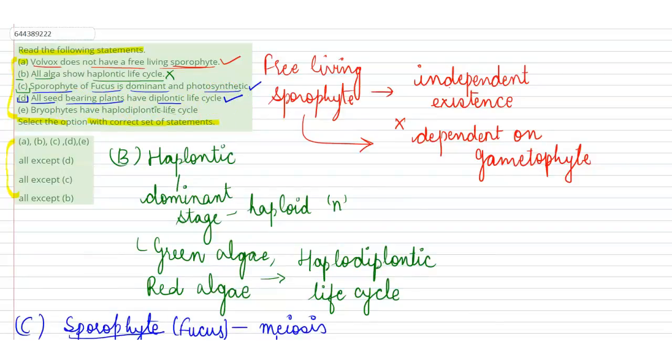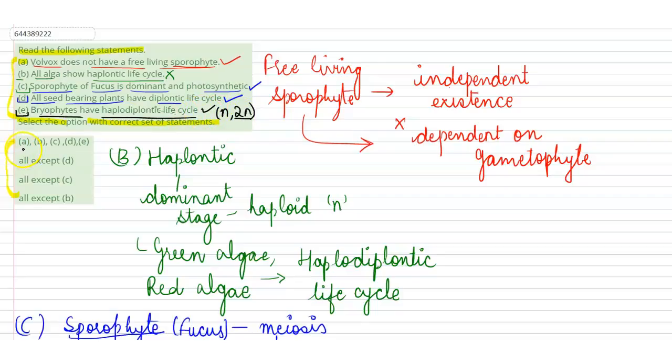So let us come to part E. It says that bryophytes have haplodiplontic life cycle. This is also a correct statement. All the bryophytes have a haplodiplontic life cycle, that is, they spend half of their life cycle in the haploid form, with n chromosomes, and half in the diploid form, 2n. Half of the life cycle exists as the sporophyte generation, and half as the gametophyte generation. So this statement is also correct.